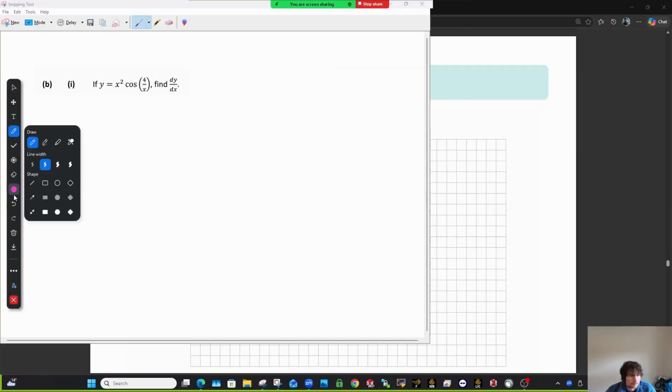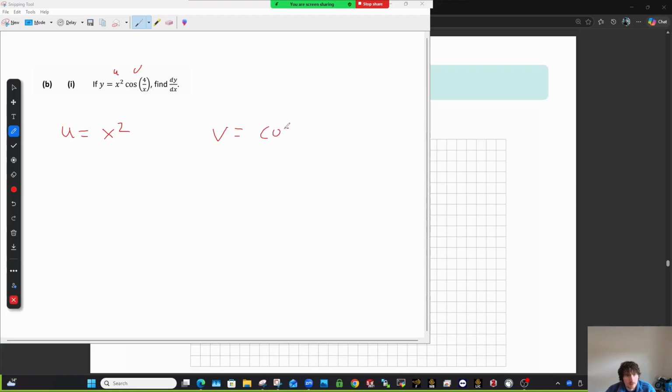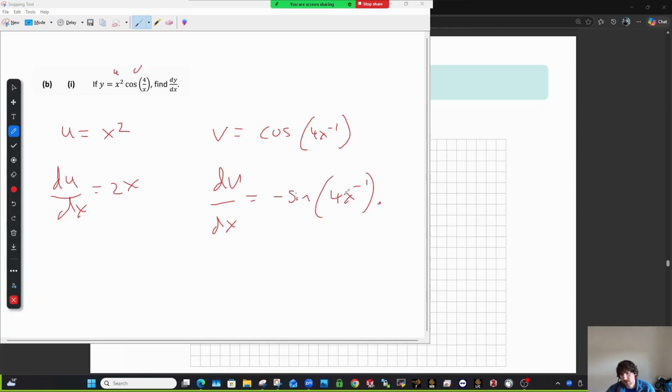Pause the video, give it a go. So we'll use a product rule for this. So u is x squared, v is cosine, I'm going to call it 4x to the minus 1, du dx is 2x, dv dx. Now what's the derivative of the cosine? It becomes minus sine, keeping the inside exactly the same. And then we multiply by the derivative of the inside. What's the derivative of this? It becomes minus 4x to the minus 2.